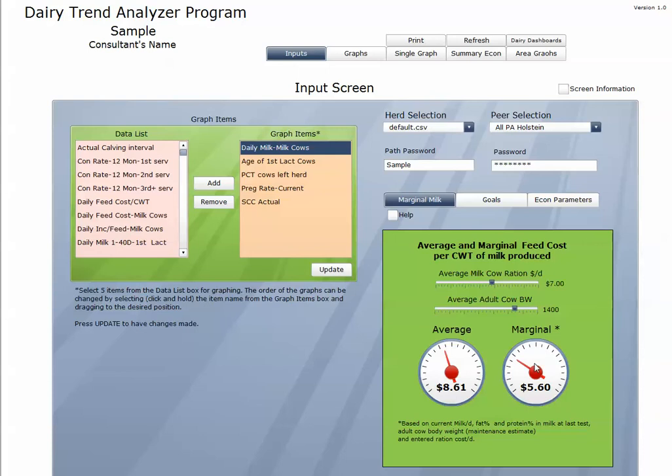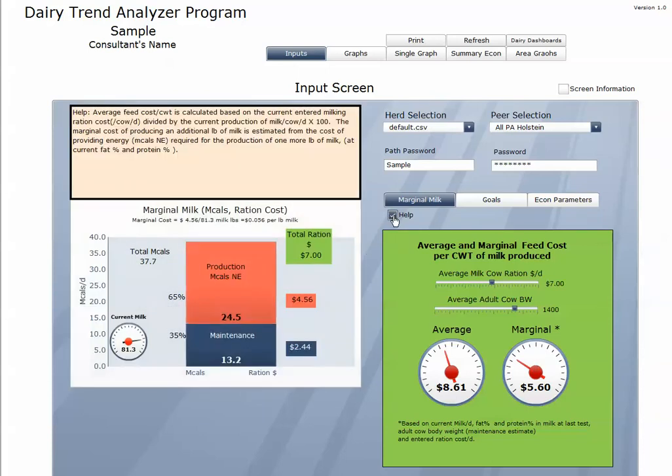This is what we call the marginal cost of making milk. The way the program estimates this is it looks at the total ration cost, in this case $7, and then looks at how that ration cost would be partitioned by the energy that's required to maintain the cow, which is a function of the animal's body weight. So as we change the body weight, we can see that the maintenance component is going to change. And then the remaining proportion goes into the production of milk at a given protein and fat level.